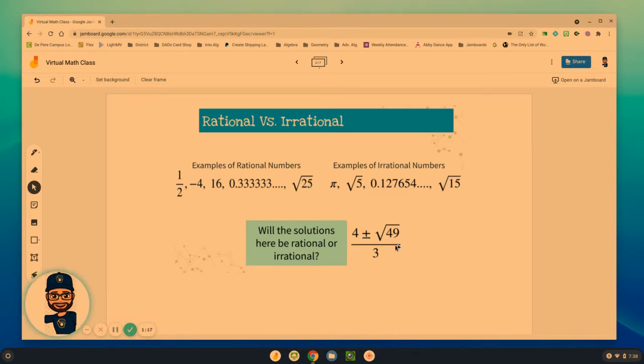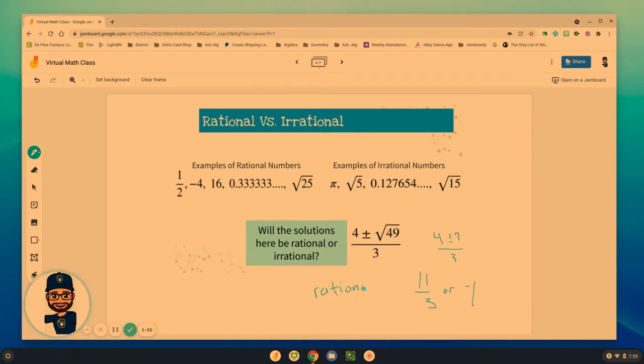So will these solutions here be rational or irrational? Well, if we try to simplify those, 4 plus or minus the square root of 49 becomes plus or minus 7 over 3. 4 plus 7 over 3 is 11/3. Or 4 minus 7, which is -3 over 3, is -1. And because of that, these are both rational. I can write them as fractions.